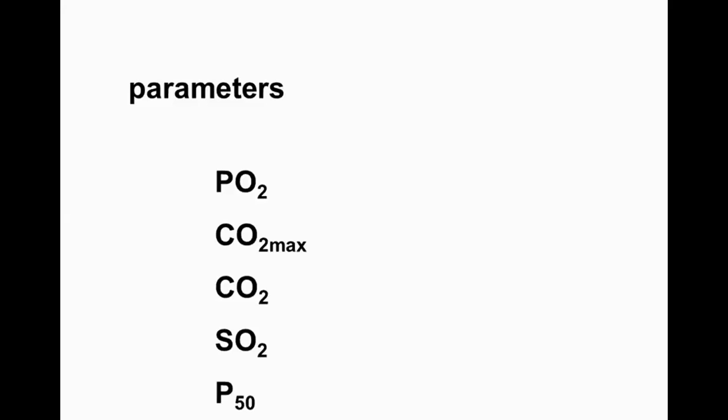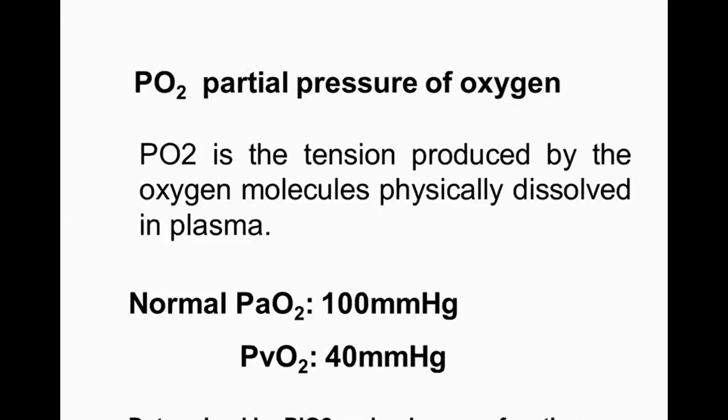P50 is 26 to 27, and it is the pressure of oxygen needed to saturate 50% of hemoglobin. Here we'll illustrate briefly: PO2, partial pressure of oxygen, is the tension produced by oxygen molecules physically dissolved in plasma. Everything is clear.